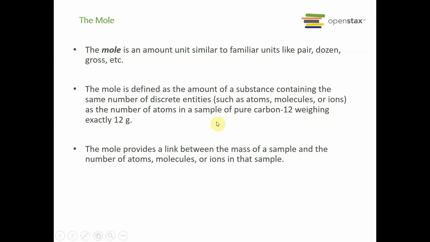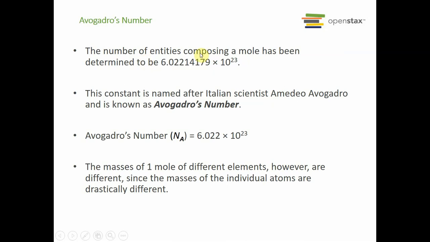Those are the kind of things that chemists need to keep track of, and the mole is the unit for doing it. The fact that we have a number for the number of molecules or atoms or ions in a mole is just a nice thing to have. The number of entities comprising a mole has been determined to be 6.02214179 times 10 to the 23rd. That's a very big number.